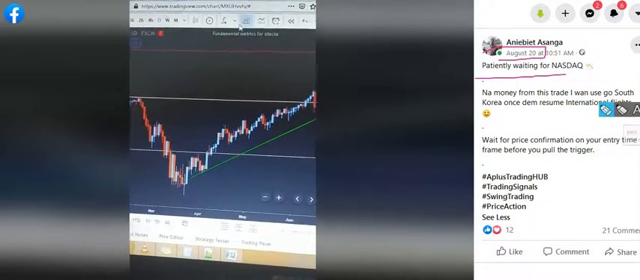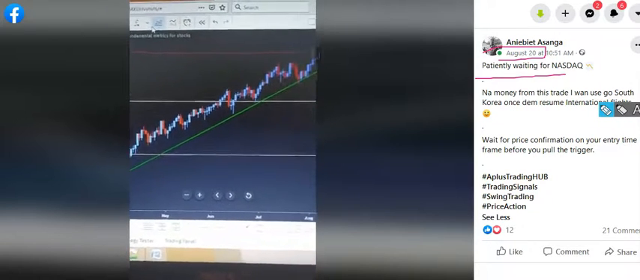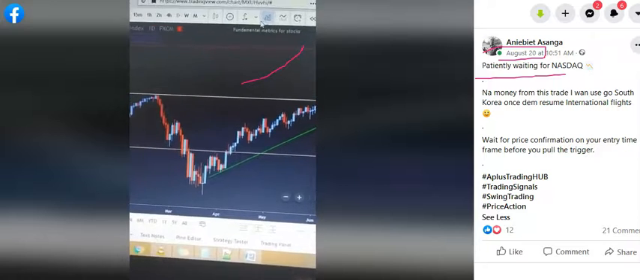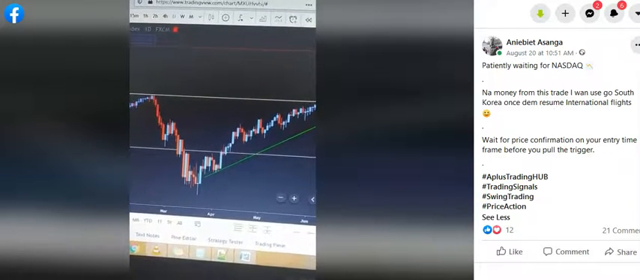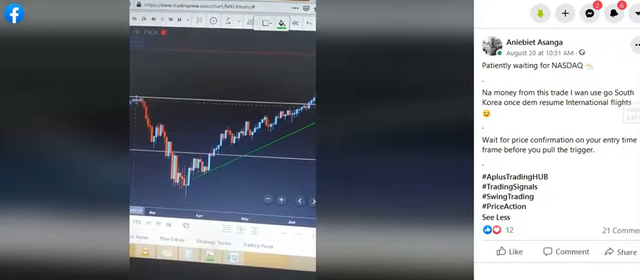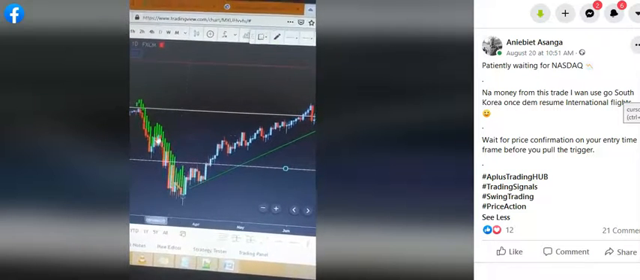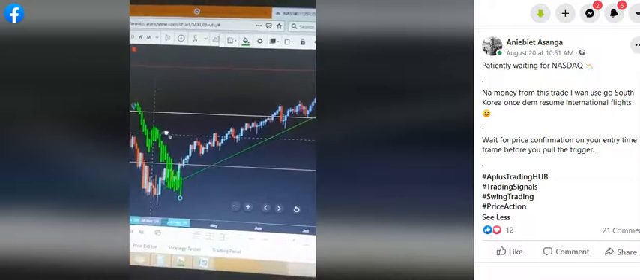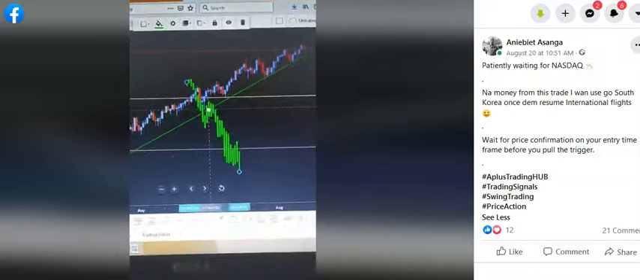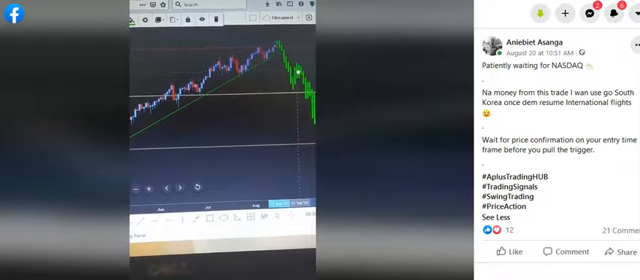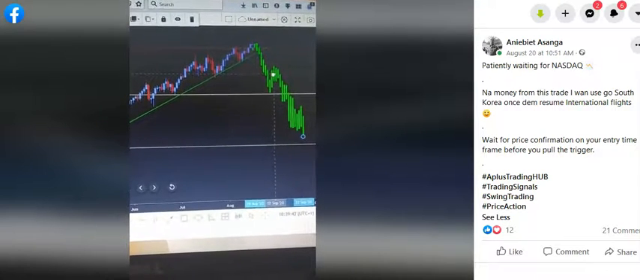So that is it. I was projecting NASDAQ to break that trend line you see there, the trend line over there, and drop. So that was the projection on NASDAQ. Okay, you see, NASDAQ drop. So that was it.